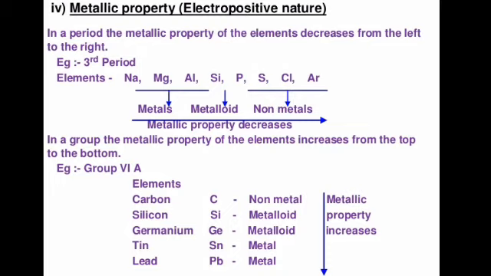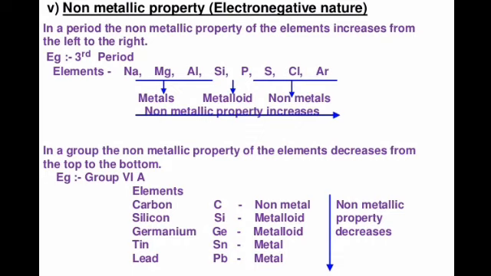In a group, the metallic property of elements increases from top to bottom. For example, in group 4A, the elements from carbon to lead, we see that the metallic property increases. Carbon is a non-metal, silicon and germanium are metalloids, and tin and lead are metals.